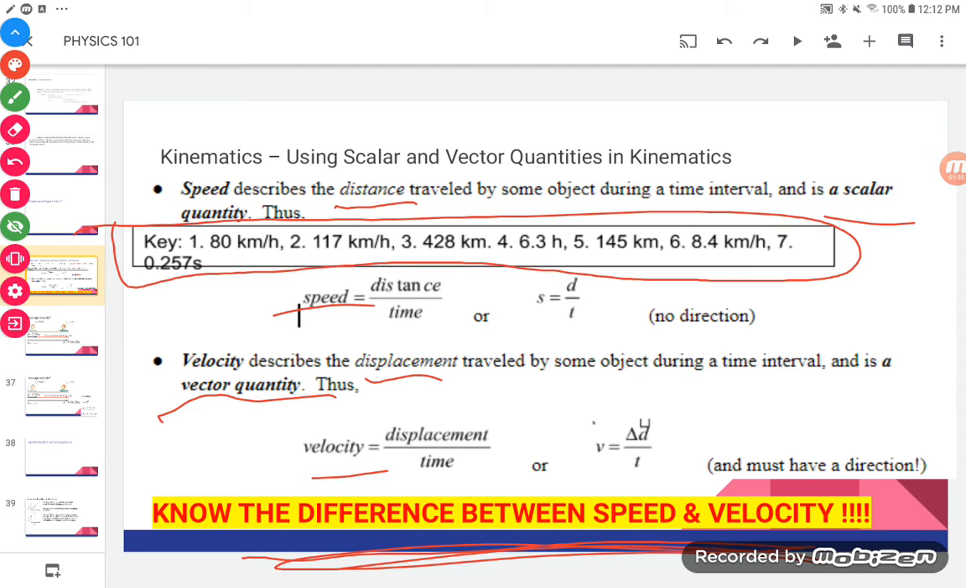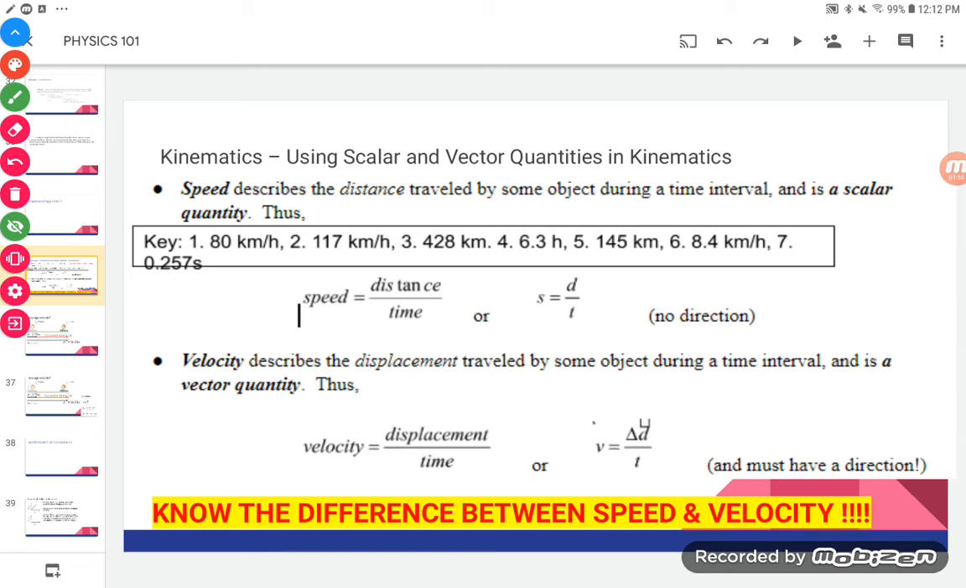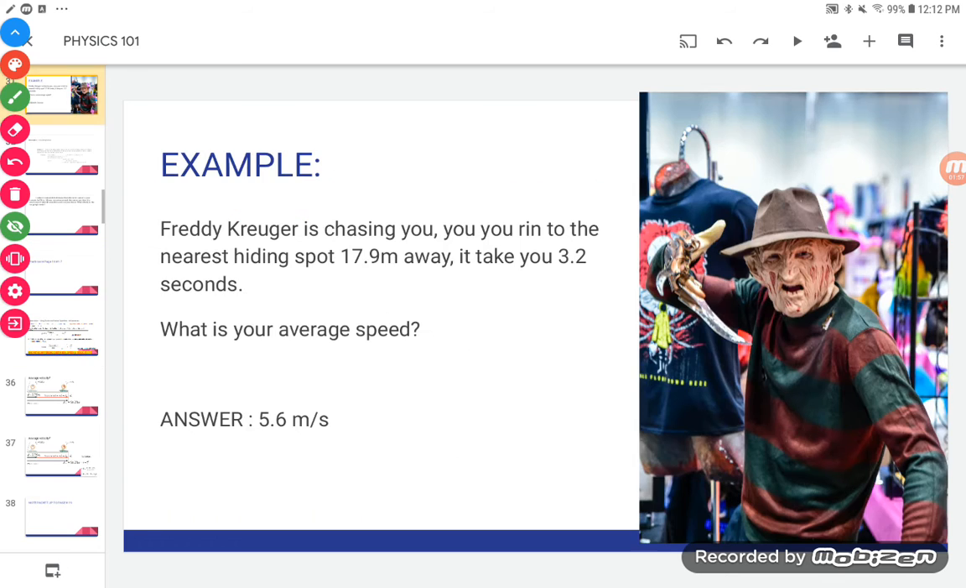And by the way, this box here, if I'm not mistaken, is actually the answer key to the 7 questions you just did, and they're in your notebook. So these are the two equations. Speed is distance divided by time, and velocity is displacement divided by time. So those are the two differences, okay? So make sure that you know whether you're solving for velocity or speed.